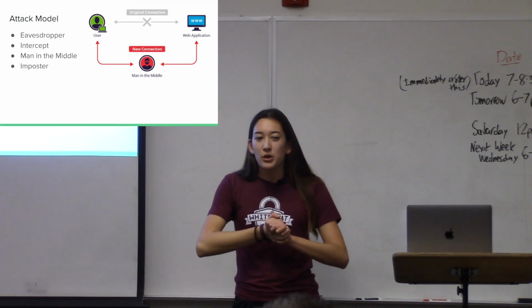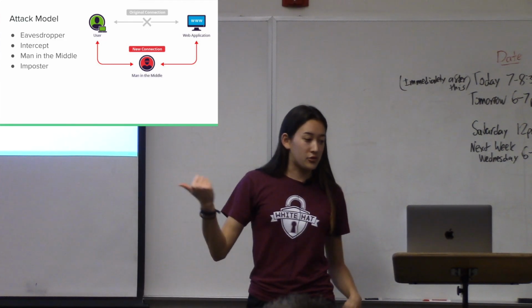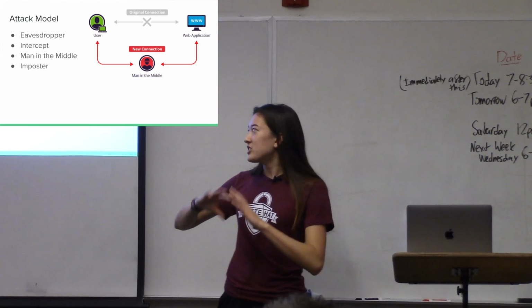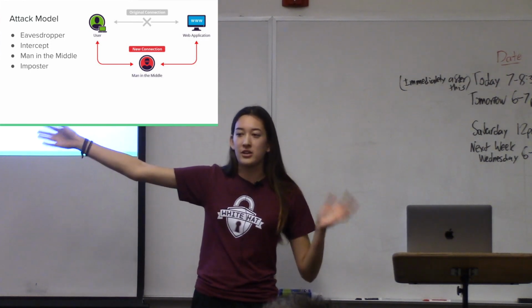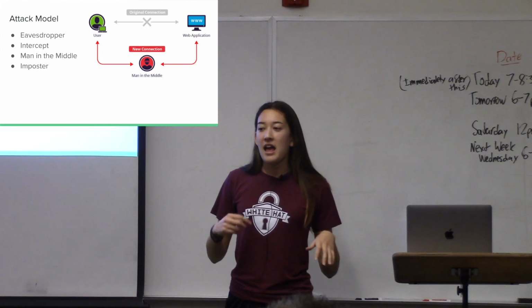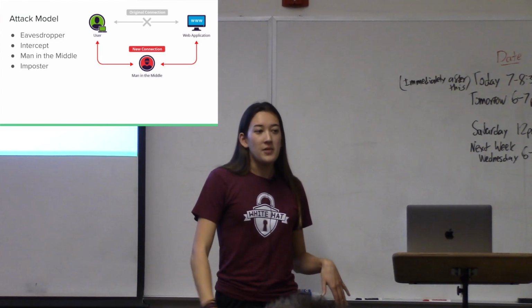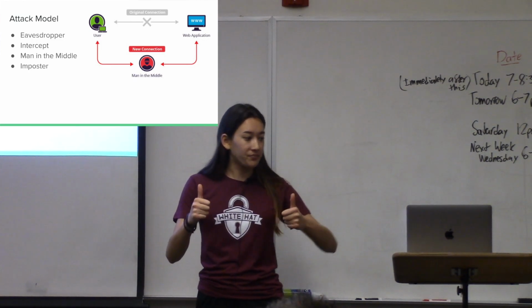Okay, now attack model. When we're saying that we're protecting against attackers, what are we talking about? So the first one is an eavesdropper. This is just a passive person who is somehow getting the traffic between you and whatever web application or server that you're trying to talk to. What we mostly want to focus on for this is confidentiality. If we're encrypting the data, then they don't get any information from it, and that's good.